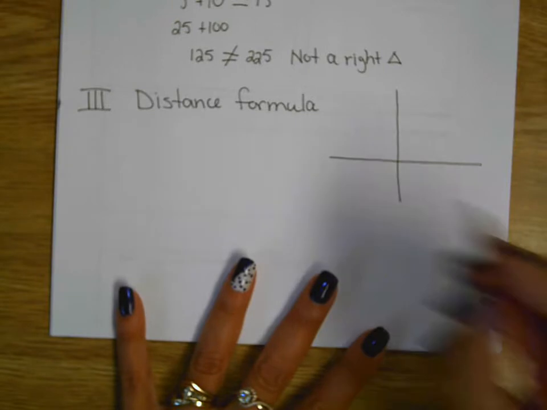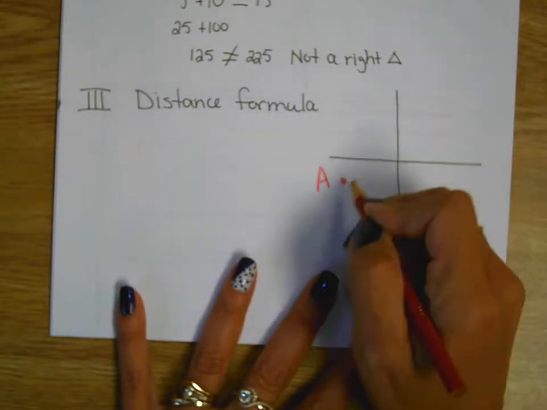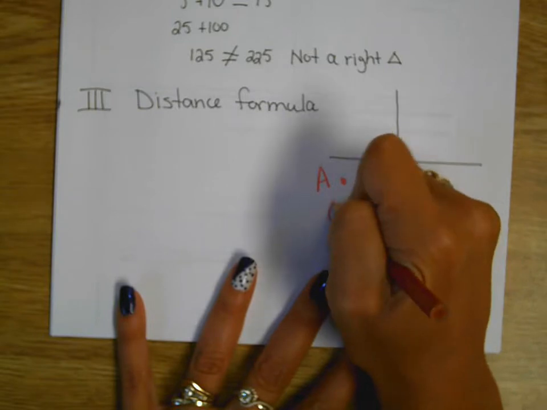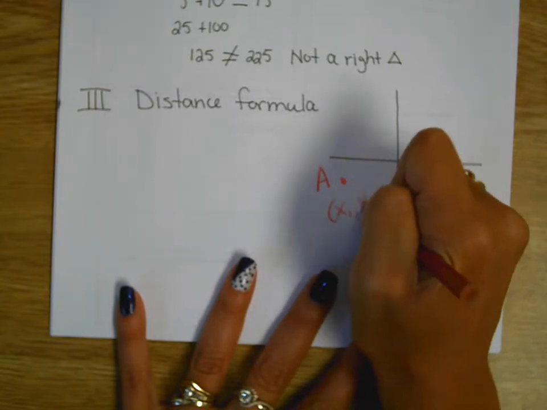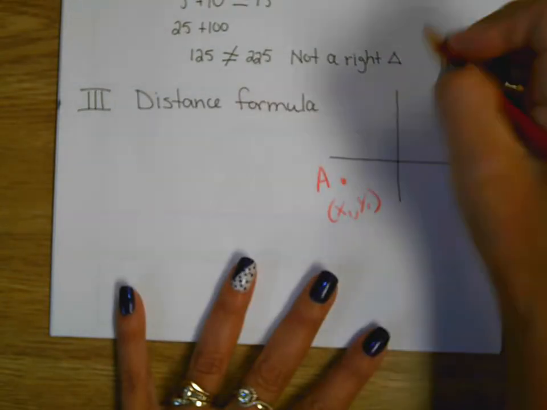If you have 2 points in the coordinate plane, say point A, which has its own ordered pair, x sub 1, y sub 1, then you've got a second point somewhere.